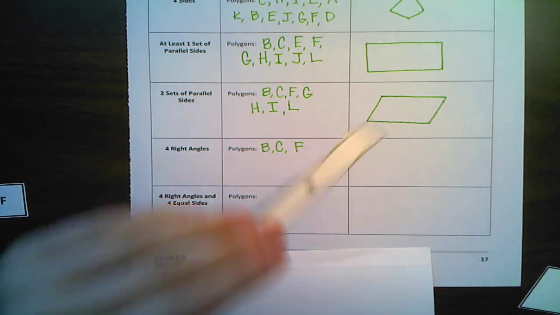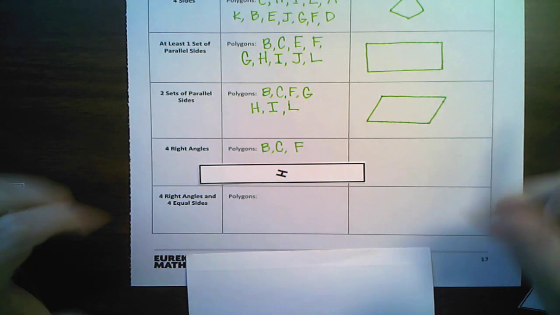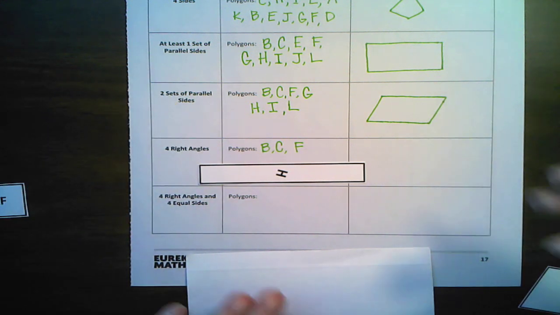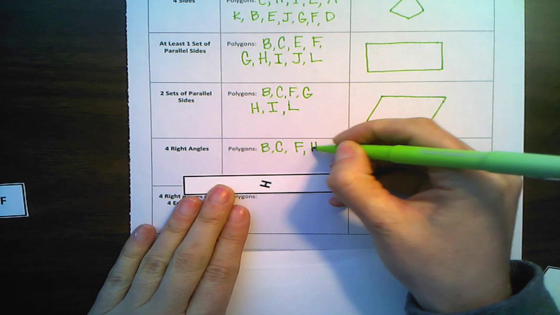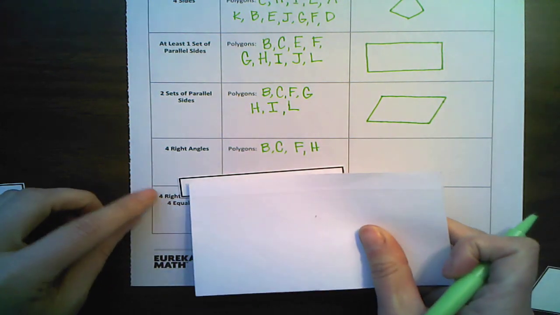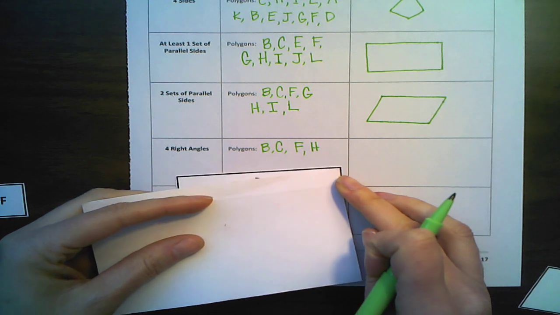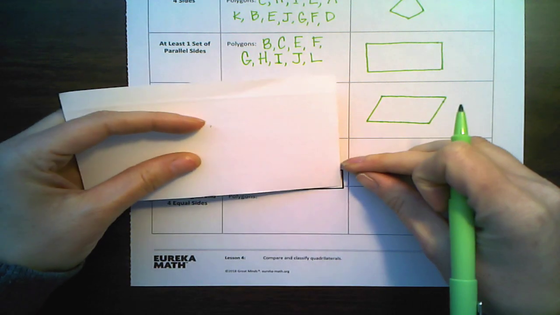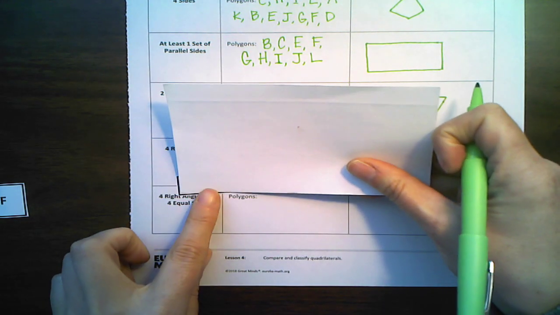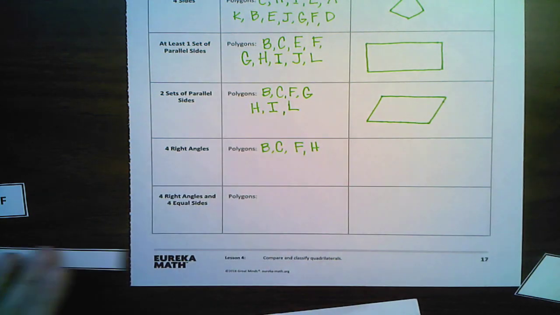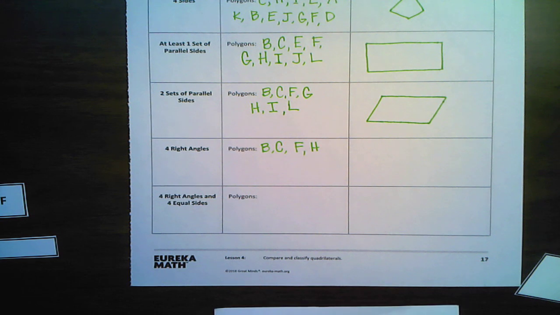Okay, how about H? Can you tell by looking now that we've done this a few times? You're right. This is going to have four right angles. And we can prove it too. There's one. There's 2, 3, and 4. It fits perfectly right inside of that little nook, right? Those are four right angles. What's next?